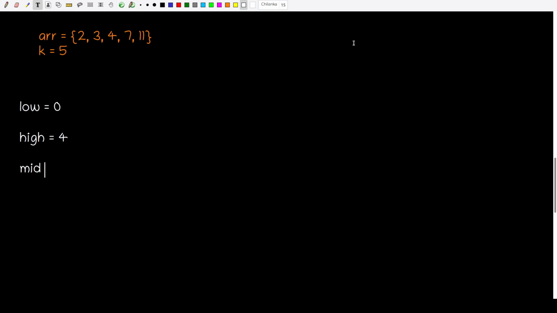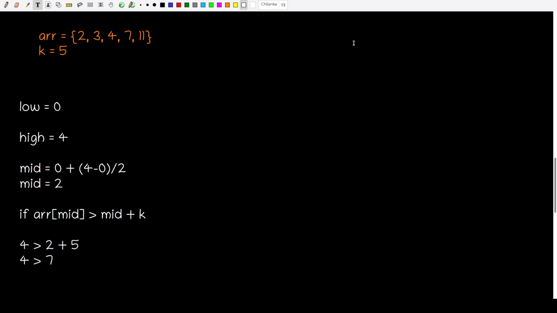Now we are going to compute mid, and mid will be given by 0 plus (4 minus 0) divided by 2. So in this case, mid will be equal to 2. Now we are going to check if arr[mid] is greater than mid plus k. Essentially, is arr[i] greater than mid plus k or not? In this case, arr[2] is 4. Is 4 greater than mid plus k? So 2 plus 5. Since 4 is not greater than 7, we need to search the element in the right part of the array.